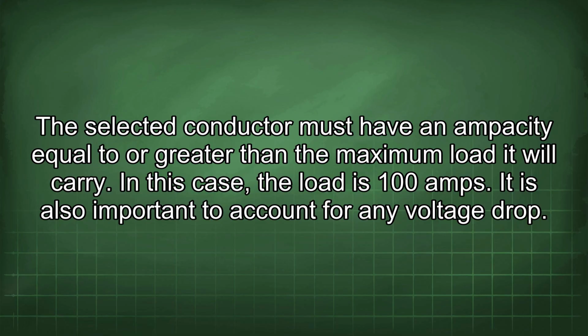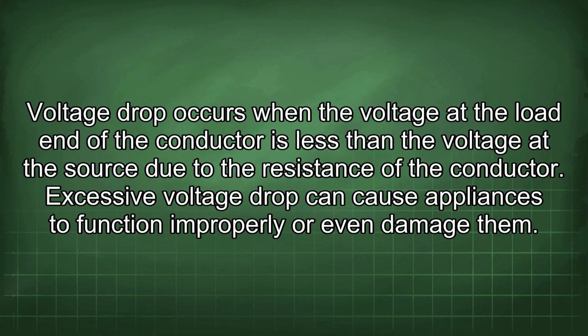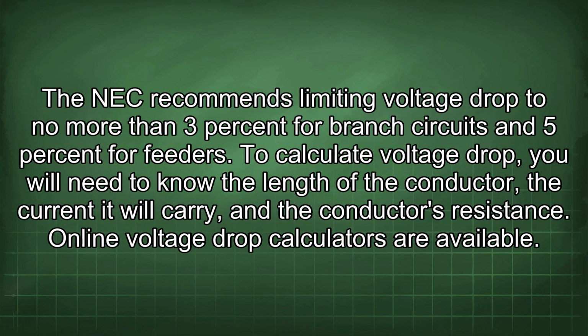It is also important to account for any voltage drop. Voltage drop occurs when the voltage at the load end of the conductor is less than the voltage at the source due to the resistance of the conductor. Excessive voltage drop can cause appliances to function improperly or even damage them. The NEC recommends limiting voltage drop to no more than 3% for branch circuits and 5% for feeders. To calculate voltage drop, you will need to know the length of the conductor, the current it will carry, and the conductor's resistance. Online voltage drop calculators are available.